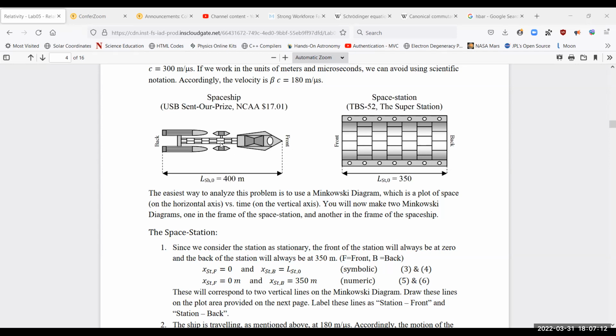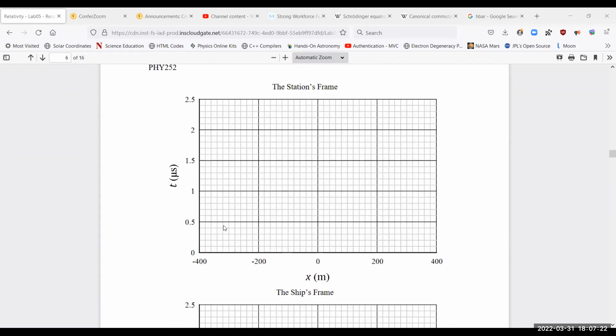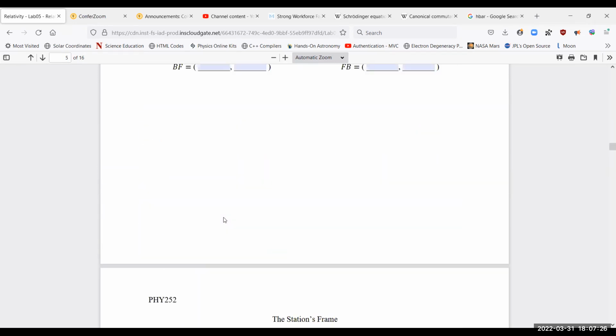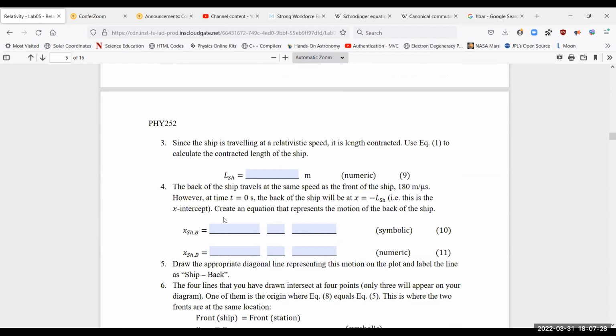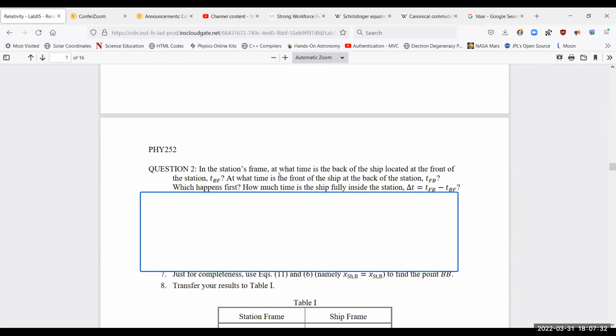Make sense? Yes. Okay, right now, without relativity, this is 400 meters, this is 350 meters. There is no way that you can take a ship of 400 meters and put it inside, unless the length shrinks, which is perfectly fine. So this is from the space station perspective. Now, I assume you did the calculations in here to make sense, okay? So that you found the length and you did all of the graphs and so on and so forth.